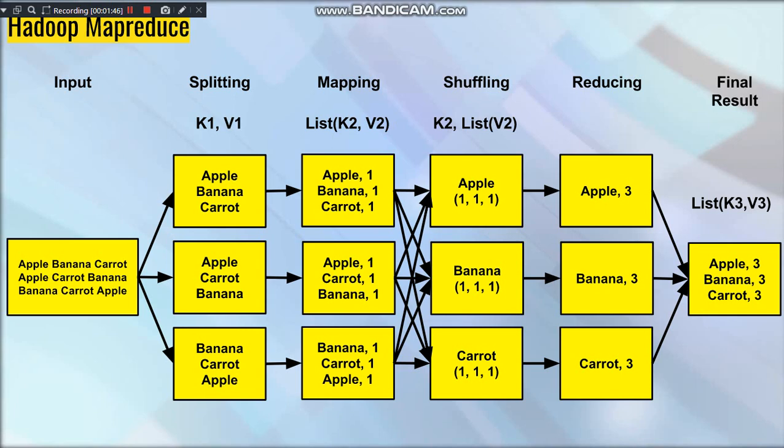In the reducing, it will add up the number of values, for example apple, 3. And for the final result, it will add everything in the reduce task to the final list of key 3 and value 3.